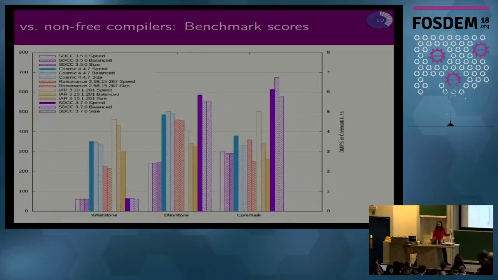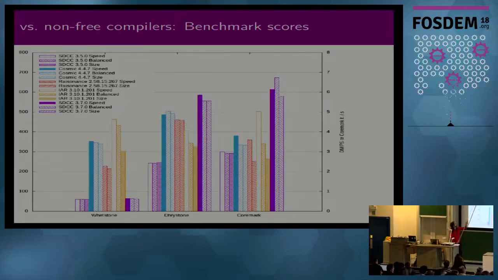So now, how does SDCC compare to the non-free compilers? SDCC 3.7.0 is a release that's not out yet, but I hope it will come very, very soon, and I don't see big changes. So for 3.7.0, I just used our current development snapshot, and 3.5.0 was released in mid-2015.